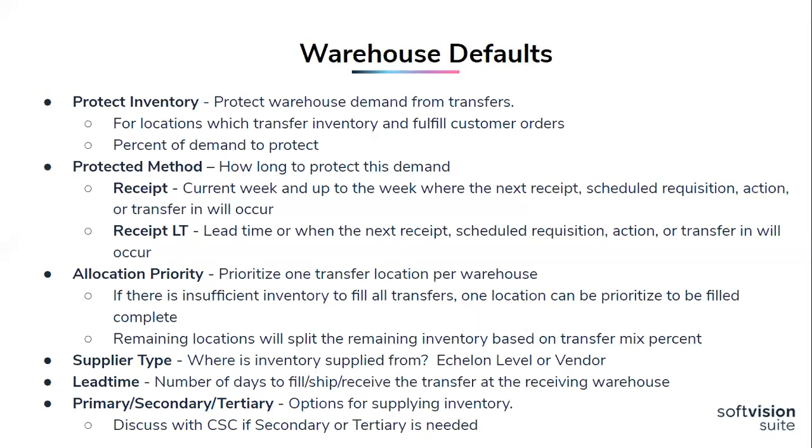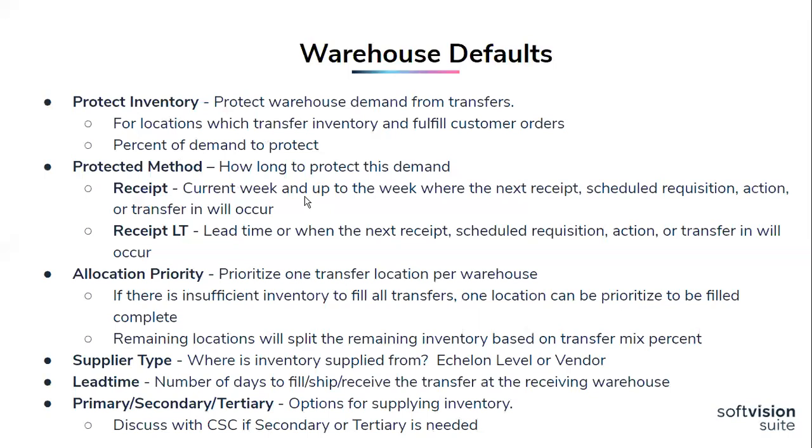The next field, which is protection method, basically is saying how long do you want us to protect that inventory. So if you set aside a certain percentage to protect, we need to know how long to look out for that. So we give two options.